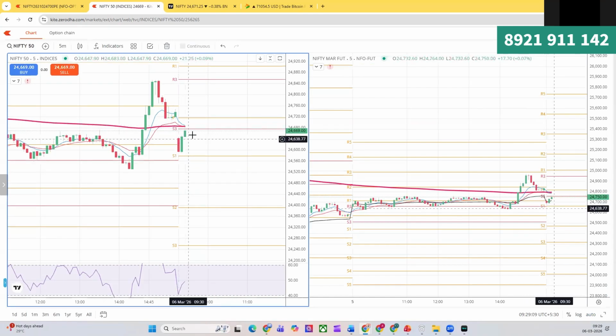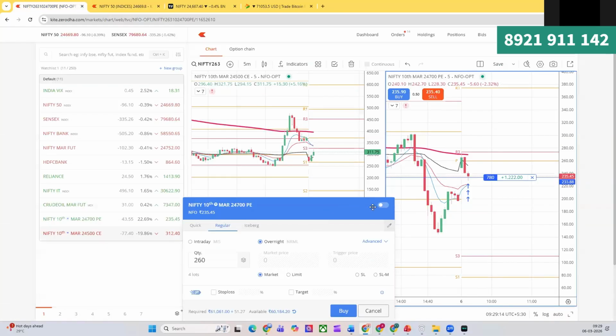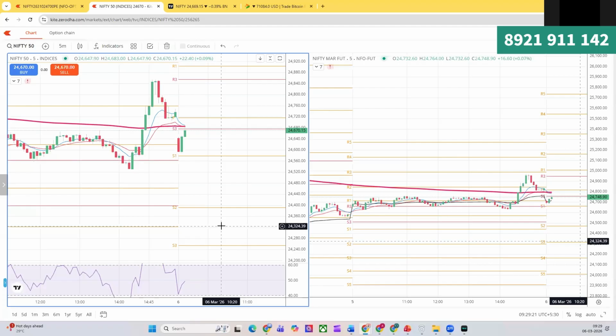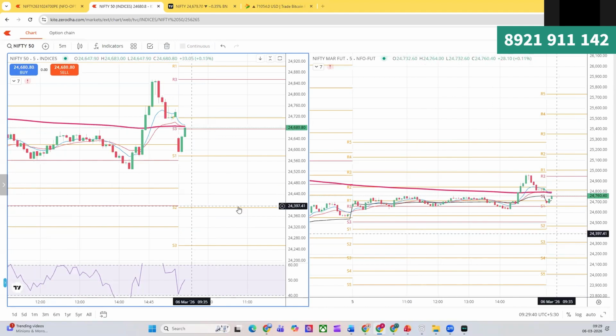Now itself, you're getting 10 points. Just above this is your stop loss. Your job is just to keep trailing. Breaking that level will exit.